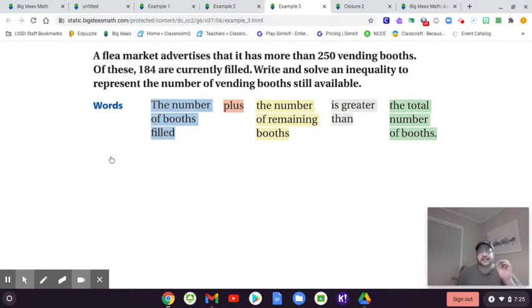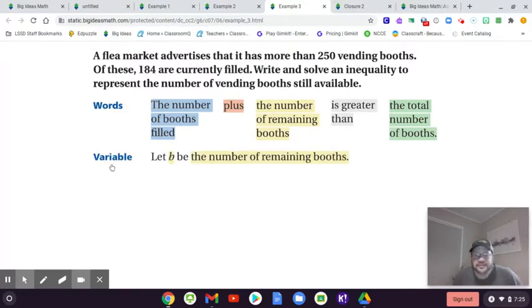And then you take that and identify, well, what letter do we want to use to represent what we're looking for? And what we're looking for is the number of vending booths still available. Let's call that, I don't know, B. B is good. So let B be the number of remaining booths. So that'll be this one we'll replace with B.